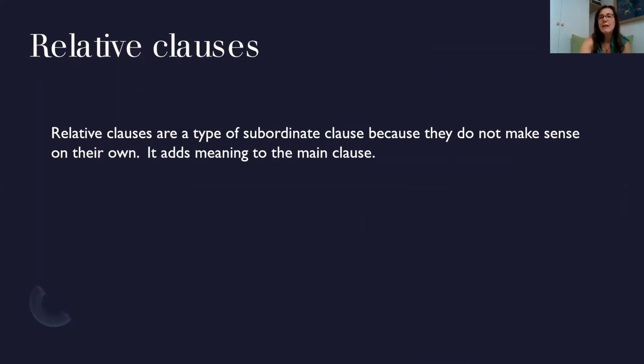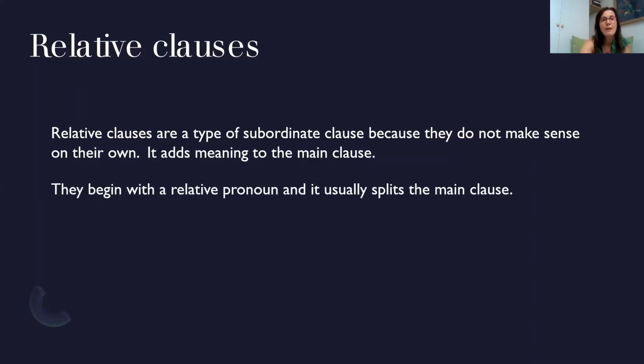Okay, let's look now at the third type of clause that we're looking at, and that is relative clause. Relative clauses are types of subordinate clause because they don't make sense on their own. They add meaning to the main clause. So they are subordinate, but they're called relative clauses. They begin with a relative pronoun, and it usually splits the main clause.